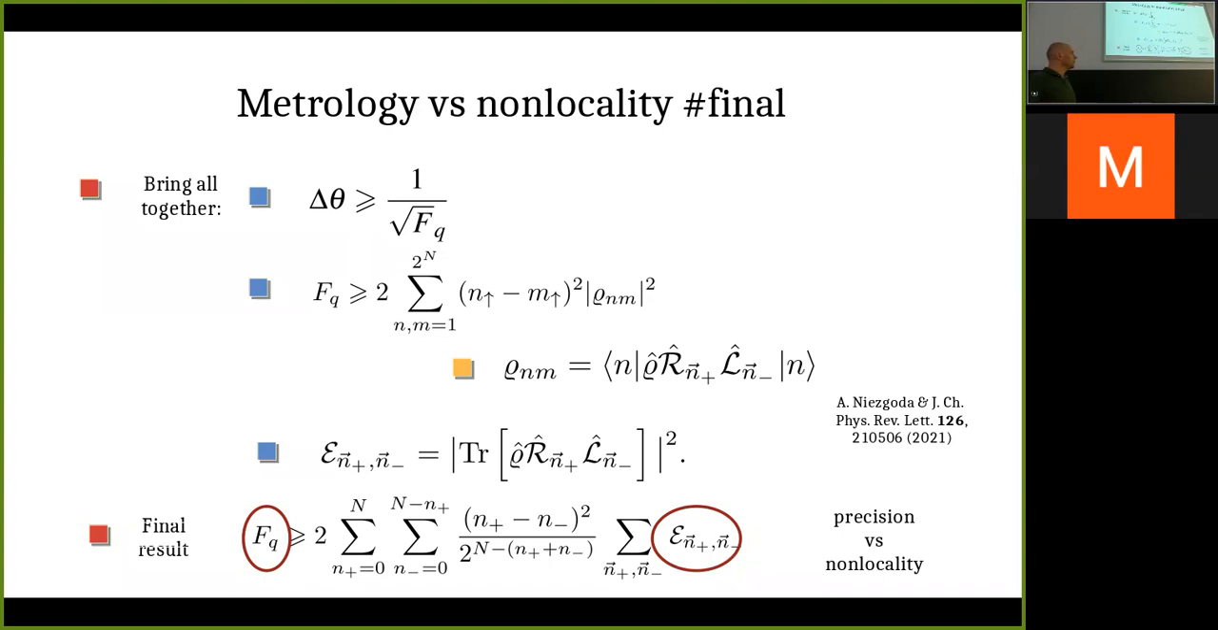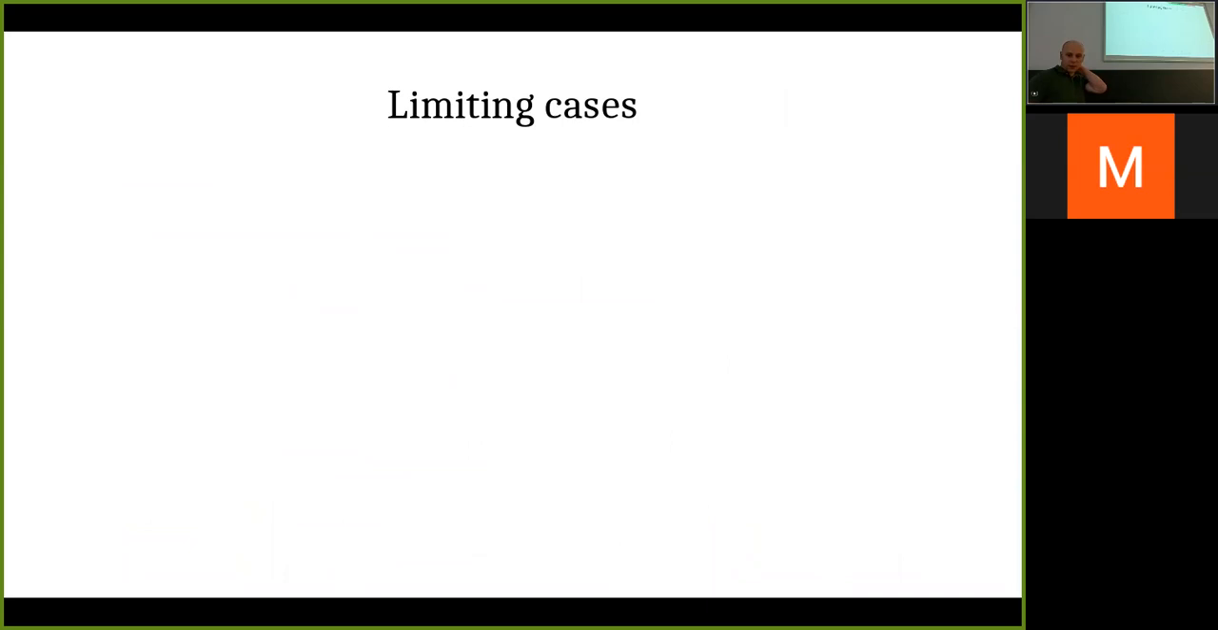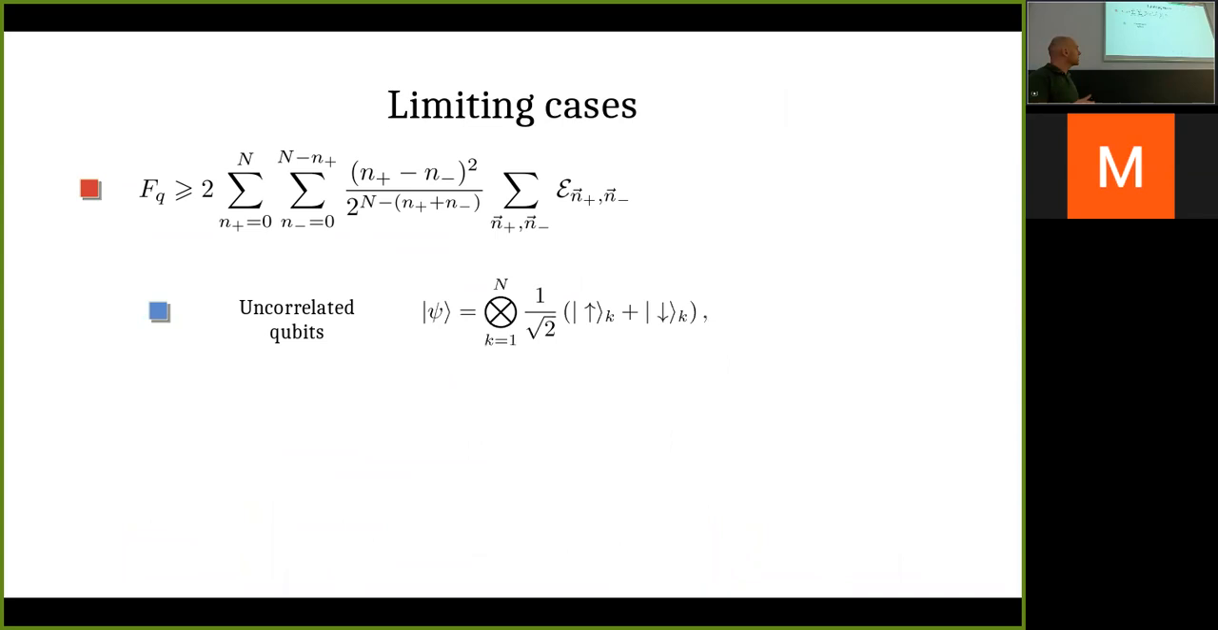Now, some limiting cases just to get some feeling. So this is the expression. First thing I can do is I can take a product of uncorrelated qubits, up plus down, a coherent superposition at the level of one body, and then a product. This is a pure state, which means that actually all these inequalities are saturated there. If you follow the derivation, there is no bigger or equal, it's equal.